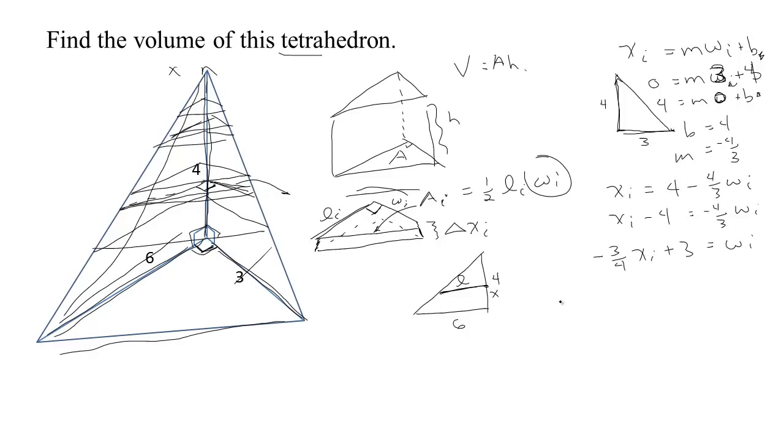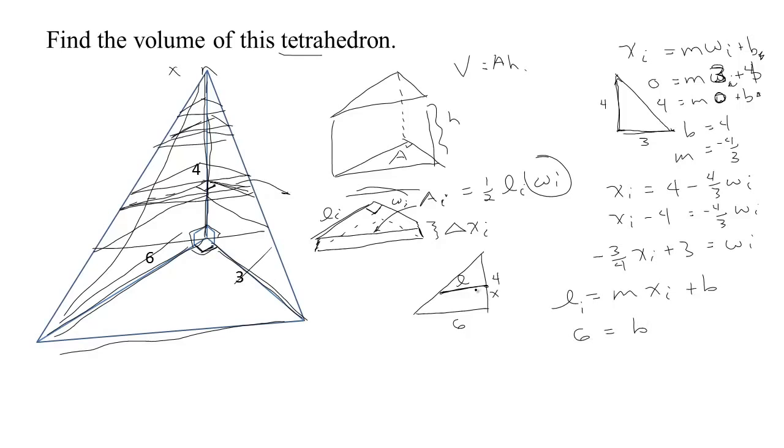Again, it's a linear relationship, so we know the ith length is some slope m times the ith height plus some constant b. And we can do what we did before. We can see that when x is 0, then the length has to be 6. So plugging that in, 6 is equal to m times 0 plus b, so in other words, b is equal to 6.